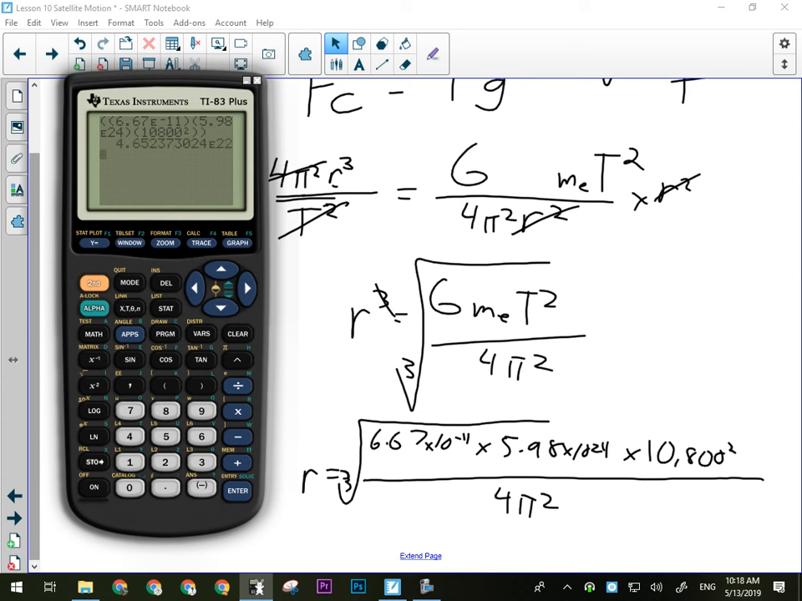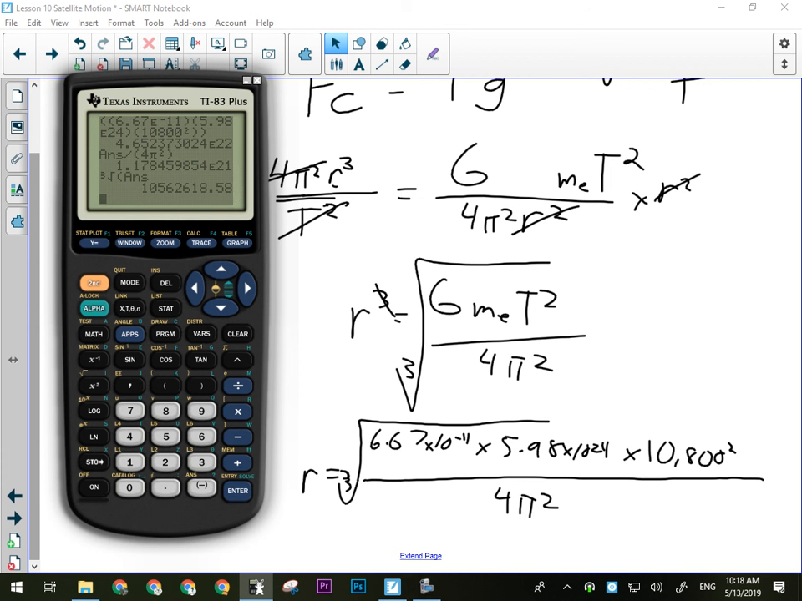Okay, so there's the top. I'm going to divide that by 4 pi squared. And you'll notice I bracketed that because if I don't, it'll do order of operations, which is not the same thing. Okay. All right, and then I've got to cube root that. So I got to go math 4 and then put my answer in. Okay, so there is my orbital radius.